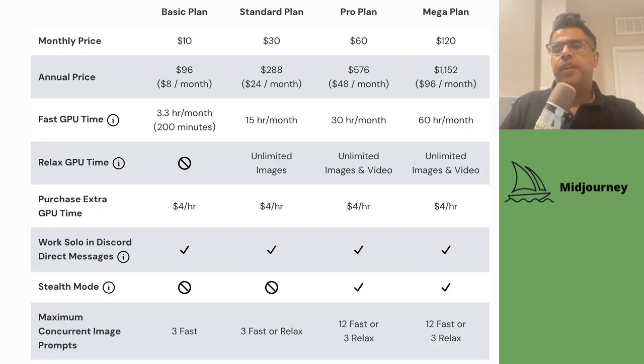So that was my quick Backstage Pricing take on MidJourney's pricing plan.